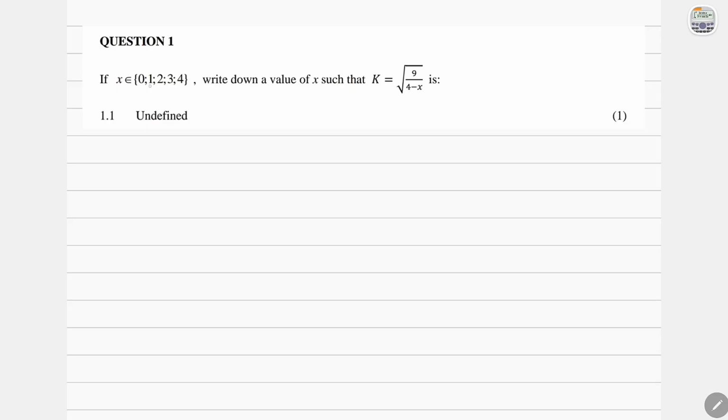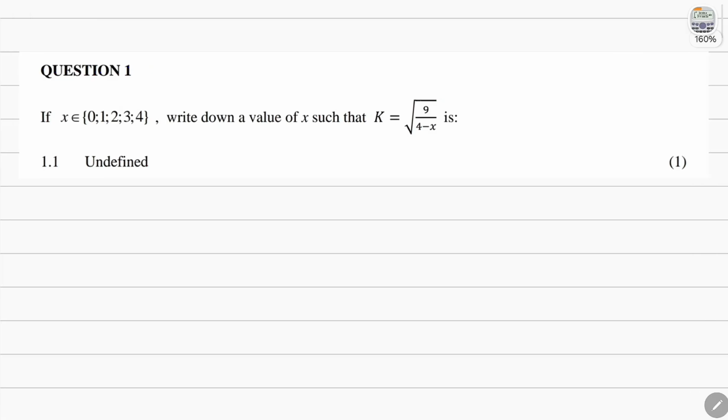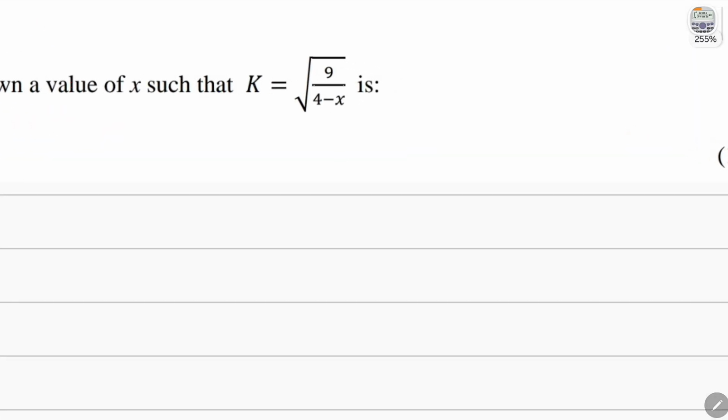Question 1 says, if x is an element of {0, 1, 2, 3, 4}, so x is equal to all those values, write down the value of x such that k is undefined. For an expression or a value to be undefined, the denominator should be equal to 0. So whatever makes this denominator equal to 0 is what we're going to work with.